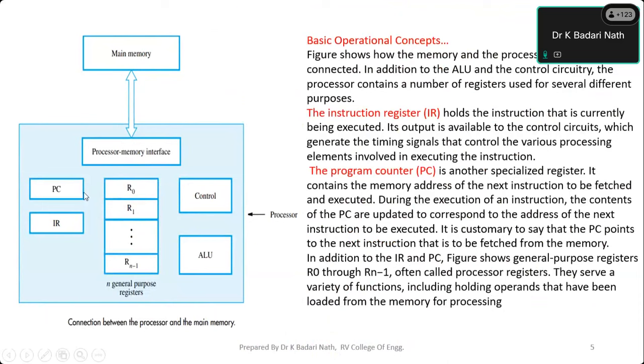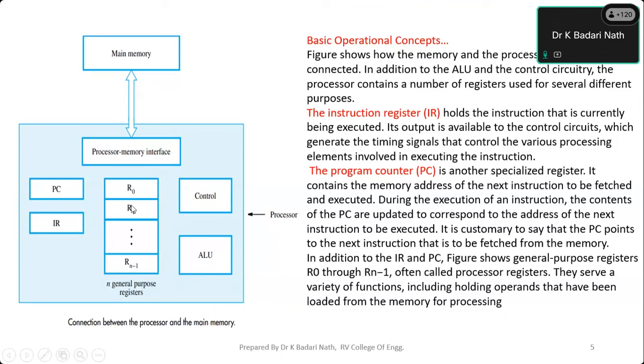Now, what are the important things a processor should have? A processor will have what is called the ALU. Any ALU available in today's market is capable of arithmetic operations like addition, subtraction, multiplication, division, and logic operations like AND, OR, XOR, NOT. This ALU gets the instruction, and based on the instruction, it will perform the operation as specified by the instruction. This is one unit.